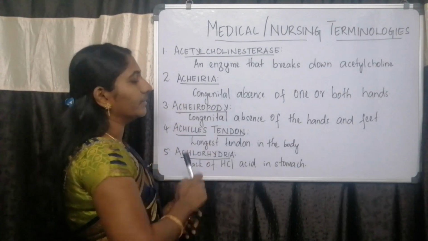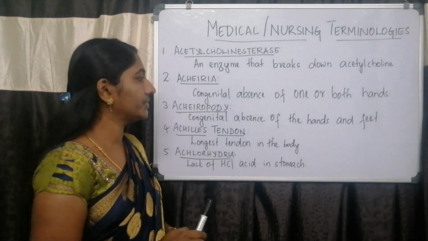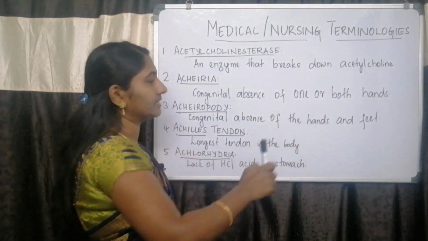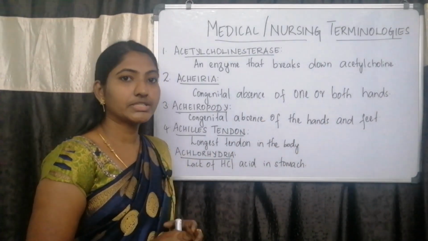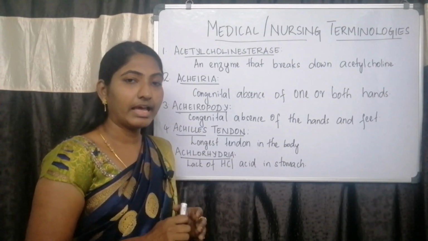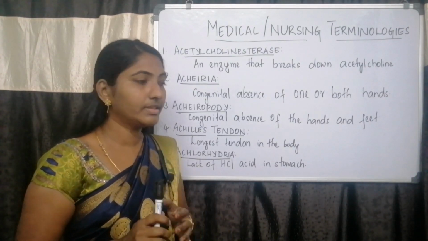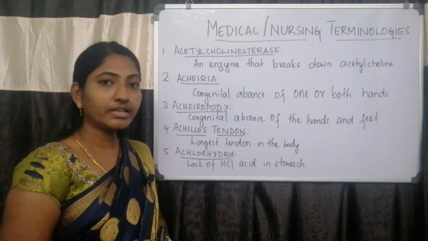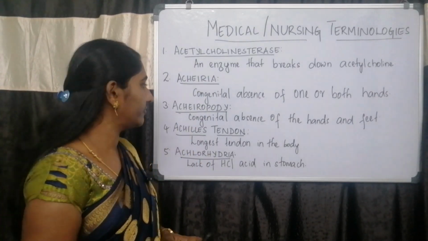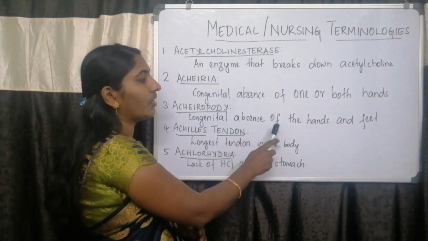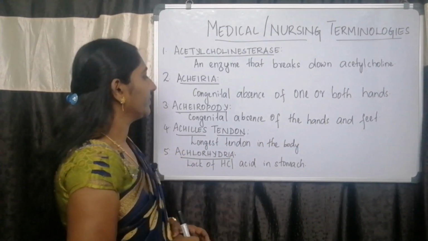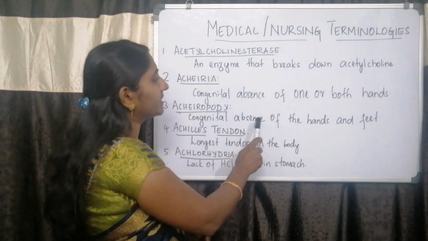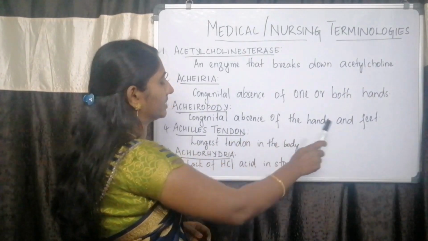Second one is achiria. Achiria is a term which is used to refer to congenital absence of one or both hands. Next one is Akiropodi. Akiropodi is a term which is used to refer to congenital absence of the hands and feet.